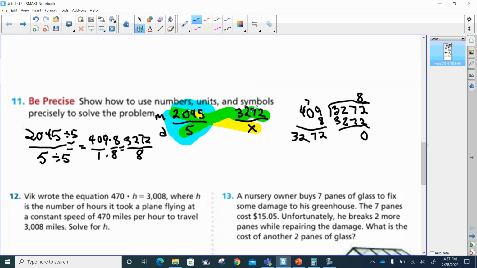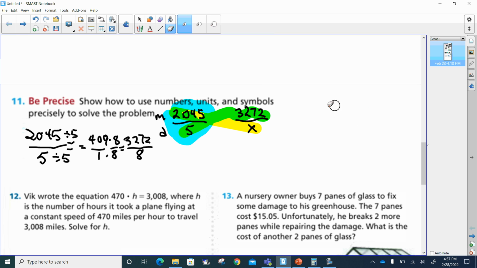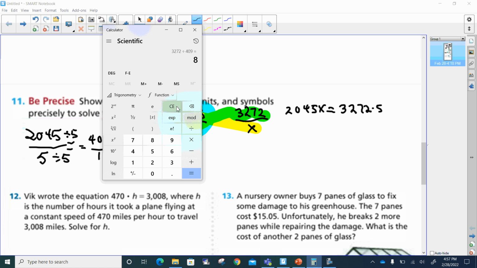The other way we could have done it is with cross multiplication here. I'm going to erase this part over here to demonstrate how we would have found it a lot quicker, I think, than doing all those steps. We would have taken 2,045, multiplied it by x, and that would have had to equal 3,272 times 5.